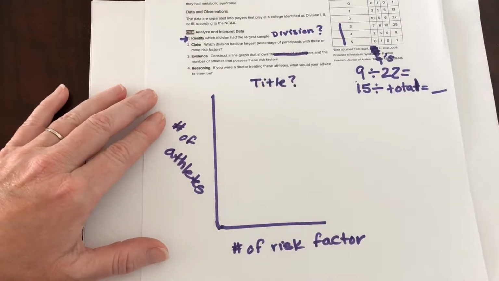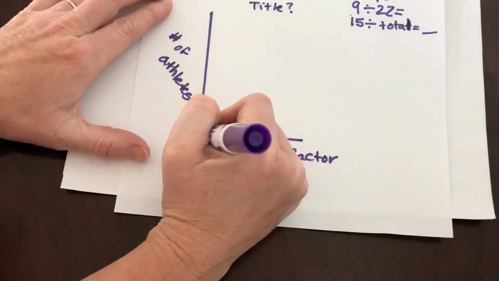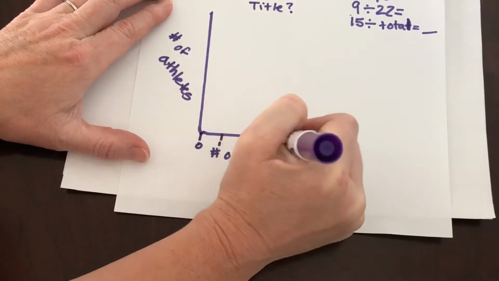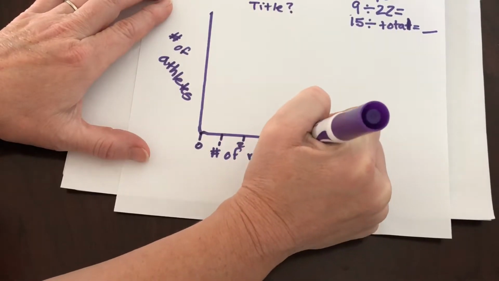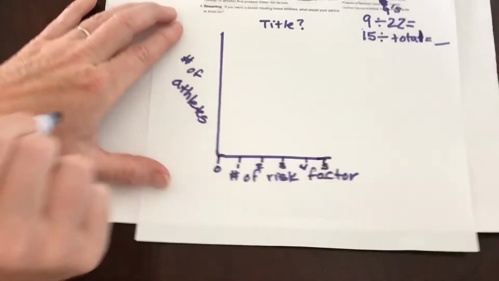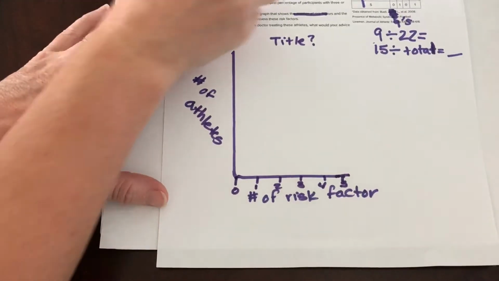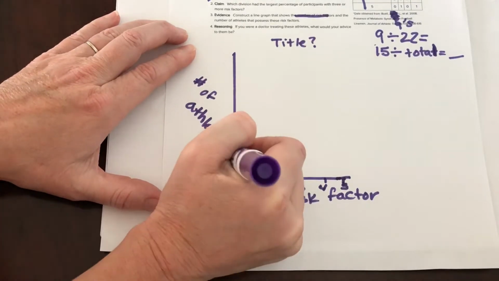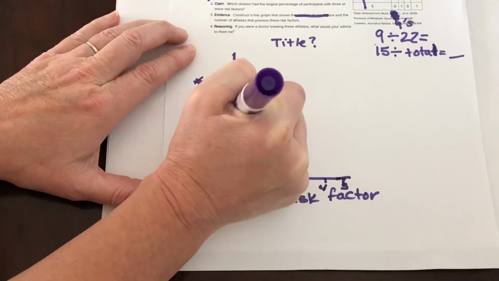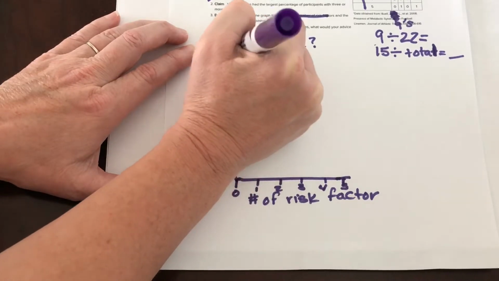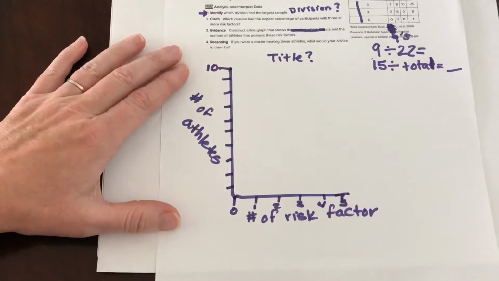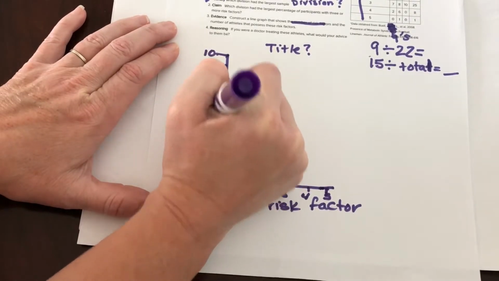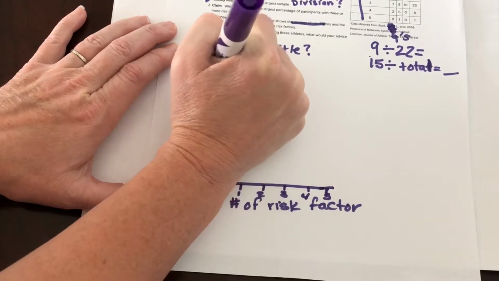And then you're going to number this. So you're going to have 0, 1, 2, 3, 4, and 5. And then for the players, the largest your number ever gets is 10, so you're going to go up 1, 2, 3, 4, 5, 6, 7, 8, 9, 10. Somehow I drew that pretty well.